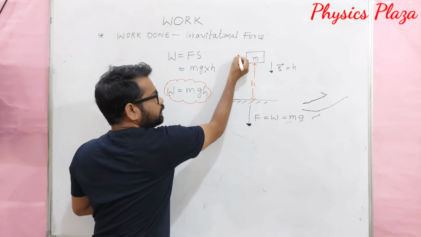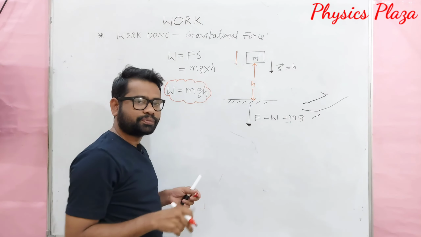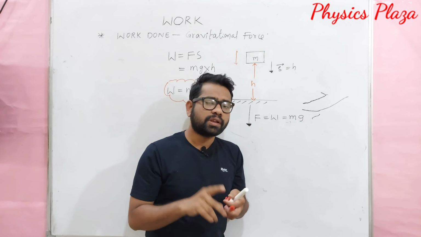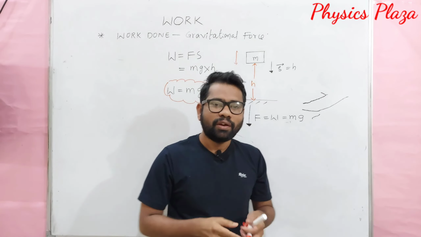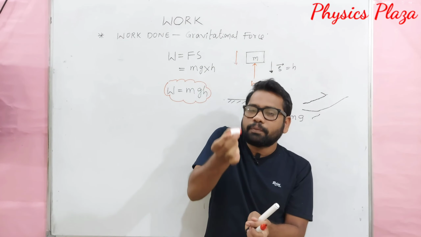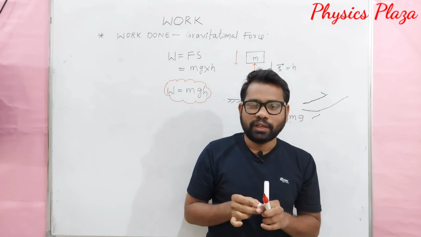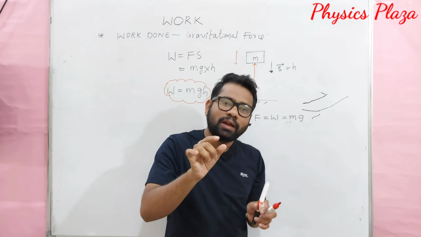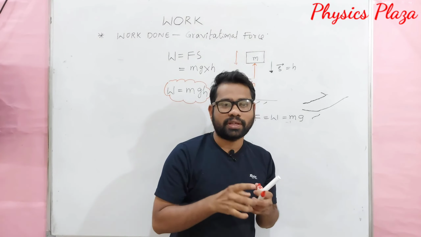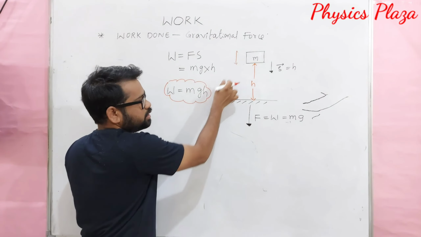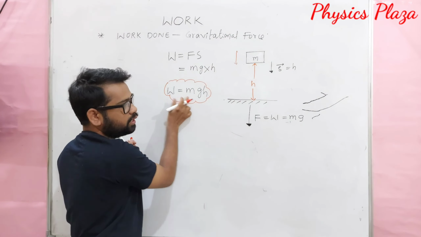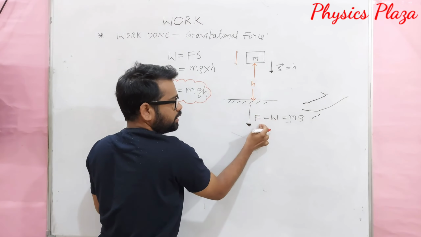But here what is happening? The body is coming vertically downwards. As the body is coming vertically downwards, W is equal to mgh. Then what happens? What is the work done by the gravitational force when a body is thrown vertically upwards? There we need to think about the direction of the body, that is, in which direction the body is displaced. In this case, as the body is coming down like a freely falling body, the work done is positive. Why? The body is displaced in the direction of force only.